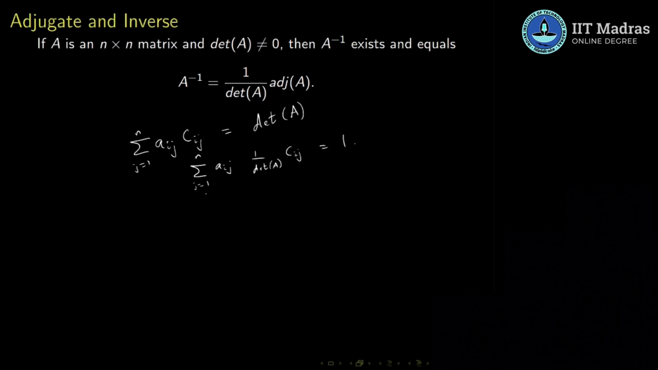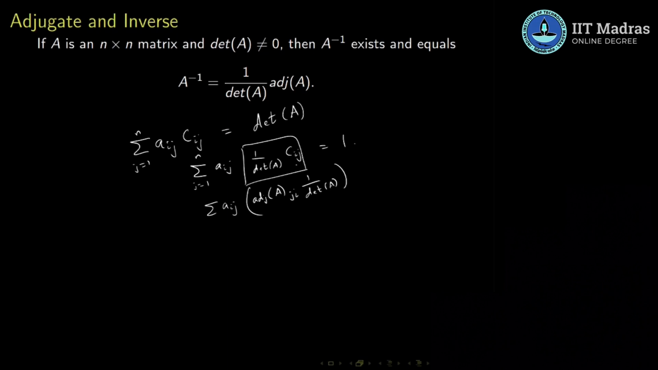this is 1. Okay. And now we can write this term over here as the jith term of the adjugate. So, this is the same as the summation of a_ij times adjugate of A_ji. Why is that? Because C_ij transpose, my bad, including the determinant of A, sorry. So, this times 1 by determinant of A.